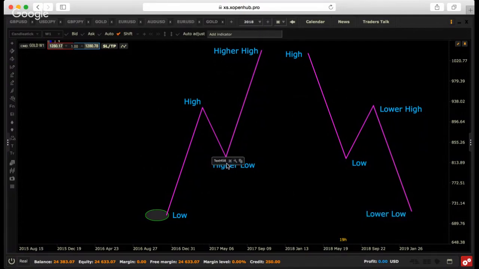Sorry, let me rephrase that. Uptrends consist of higher lows and higher highs, and downtrends consist of lower highs and lower lows. That's what they consist of, okay?